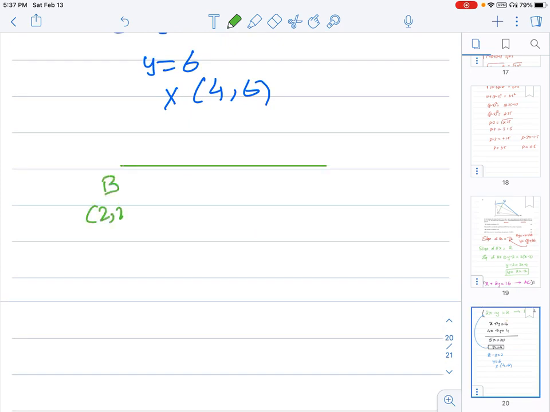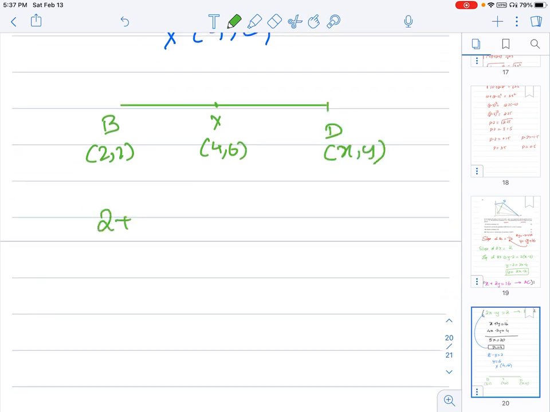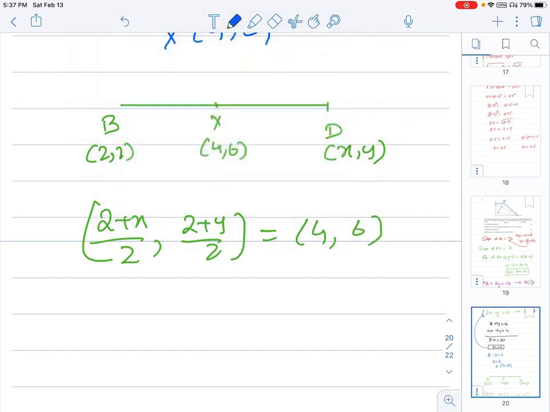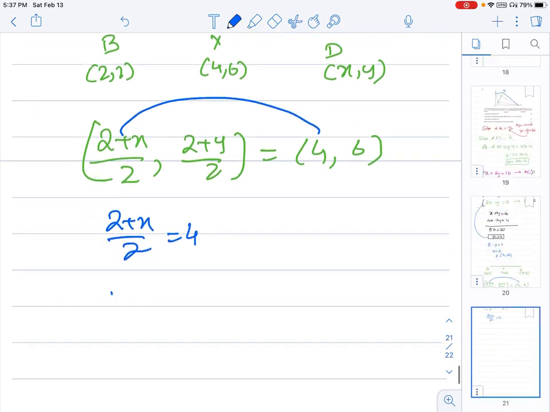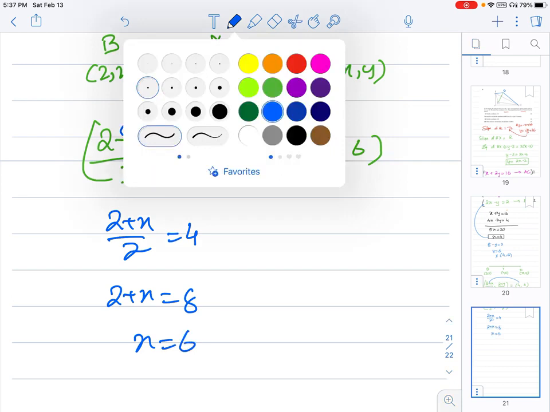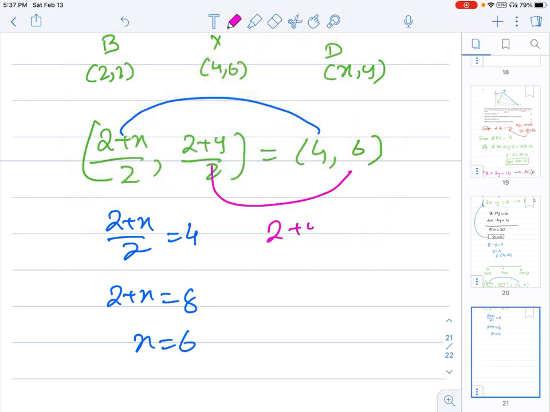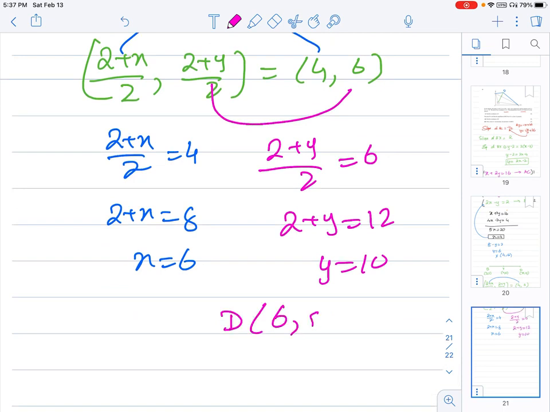I have B (2, 2). I have X, which is (4, 6). I have D (x, y). So the midpoint: (2 plus x) upon 2, (2 plus y) upon 2 should be equal to (4, 6). Then equate: (2 plus x) upon 2 is equal to 4. 2 plus x is equal to 8, x is equal to 6. Similarly, (2 plus y) upon 2 is equal to 6, 2 plus y is equal to 12, y is equal to 10. So the point D is (6, 10).